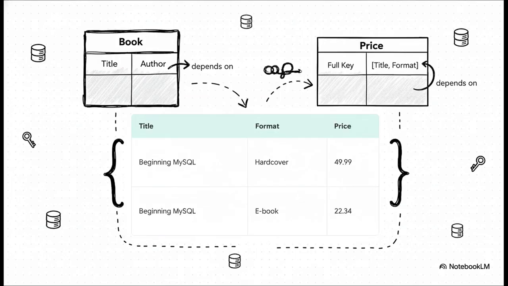And you can probably guess the solution by now, right? We split the table again. We create a book table where the author correctly depends only on the title, and then we make a separate price table where the price correctly depends on that full combination of title and format. Now every piece of data is right where it should be.